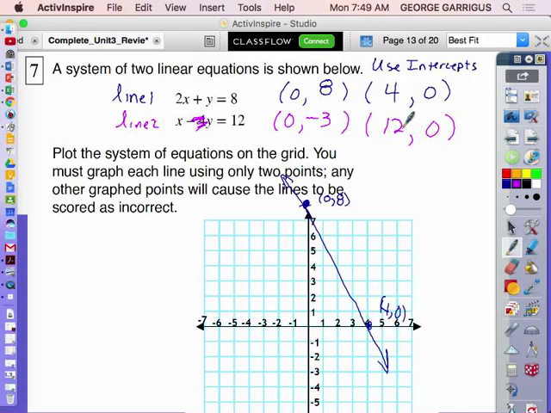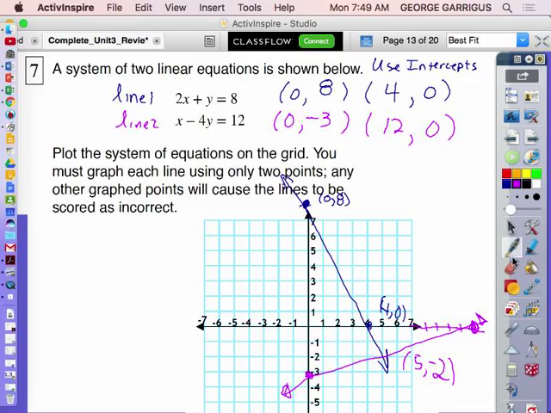I have to extend my graph a little bit. 7, 8, 9, 10, 11, 12. 12, 0, and 0, -3 is here. And it looks like 5, -2 is the answer. Now I'll just check that real quick over here.